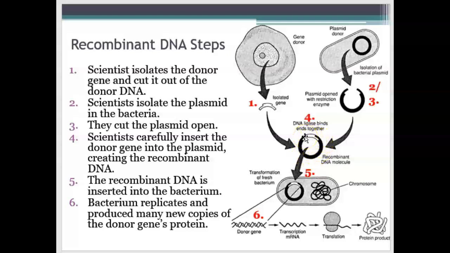So the next thing we have to do is reinsert this plasmid with the foreign DNA, this recombinant DNA molecule, back into the bacterial cell, so that when the bacterial process of replication and transcription and translation of its own DNA happens, it's also going to mass produce that one protein from the isolated gene of our host, in this case, the one that will make the insulin.